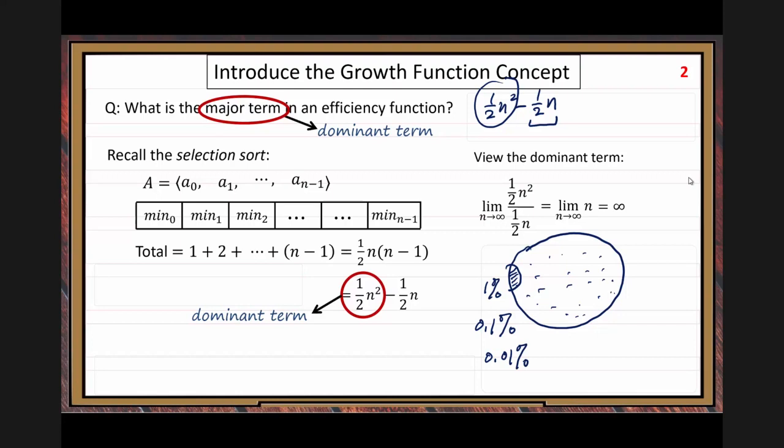The question, can we ignore it? Because this amount approaches 0 when n is large. The percentage for the minor term approaches 0. Can we ignore it? In the long run, can we ignore it? Yes, because when n is very large, that part can be ignored, right?